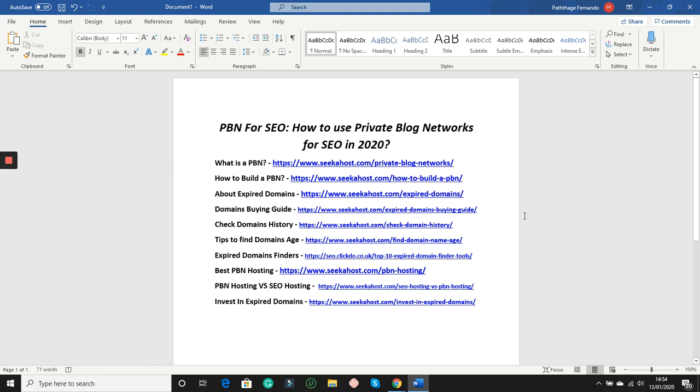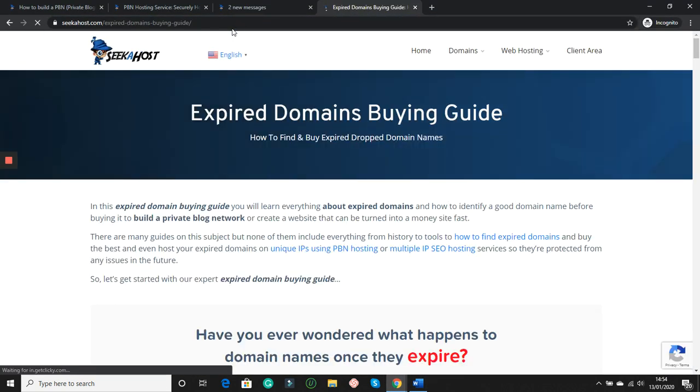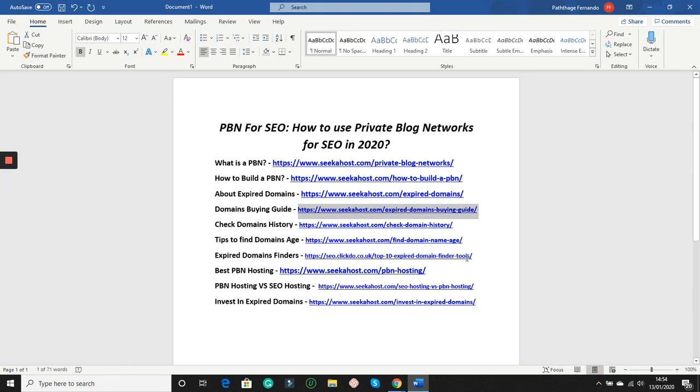After learning about PBNs, you will want to know, now you know how to build a PBN, but what about expired domains, how to evaluate expired domains. It's a very in-depth guide as well about expired domains. And then this guide covers in detail what PBNs are, the buying guide. If you don't know how to find them, there are tools also. We talk about expired domain finder tools. There are a bunch of tools that we are sharing, which you can say are the top 10 tools that you can use to find them.